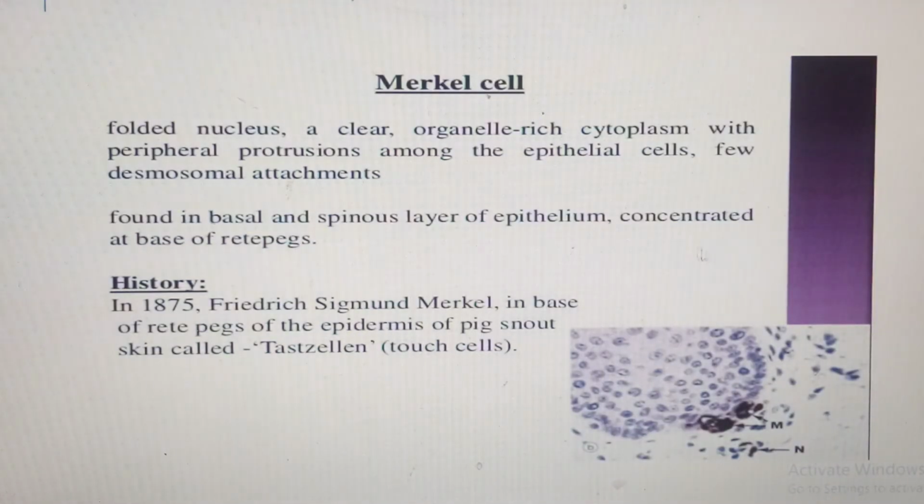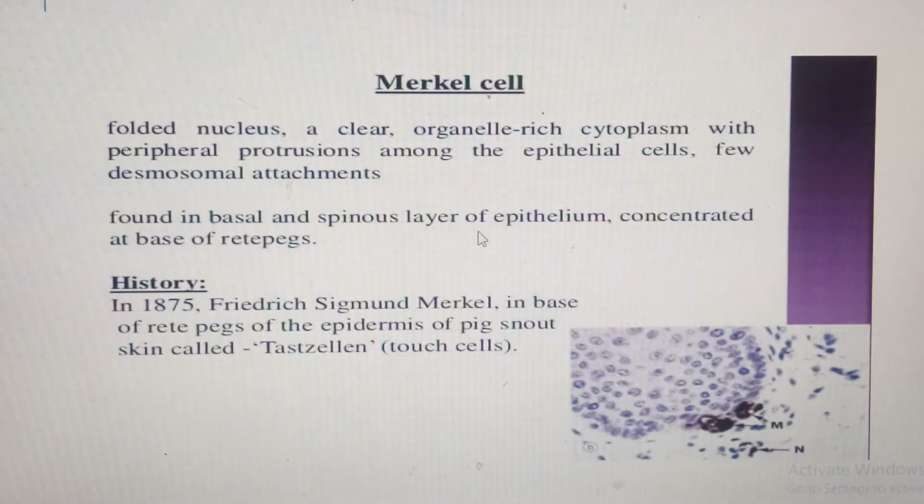Now, another cell that we find, which is very important as far as sensation of touch is concerned, is known as Merkel cells or Merkel discs. They have folded nuclei, clear, organelle-rich cytoplasm, with peripheral protrusions. And they are going to be found in what we call the basal layer. So please get to know that in the basal layer.